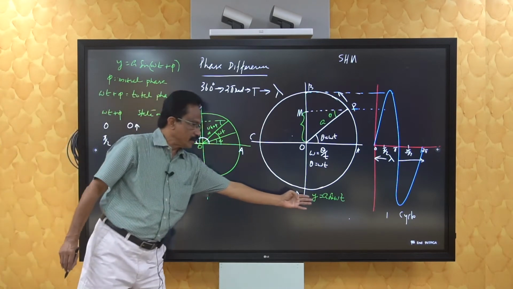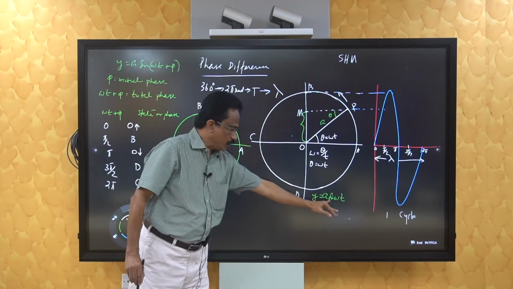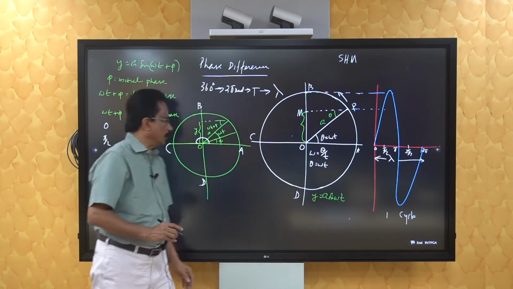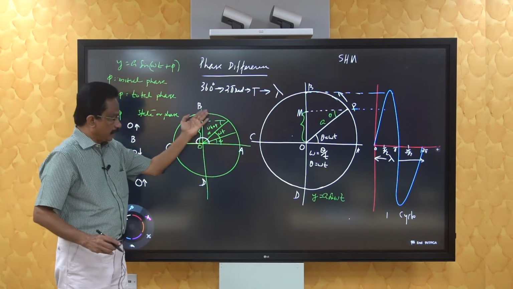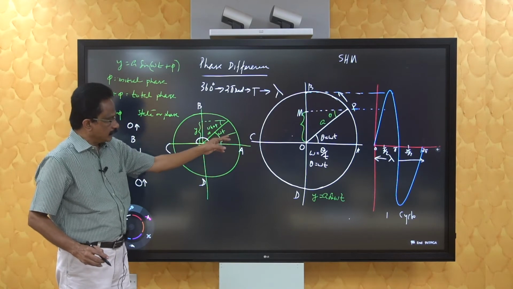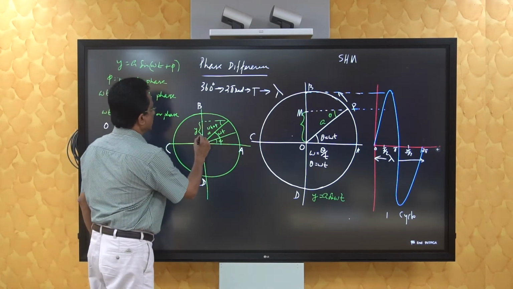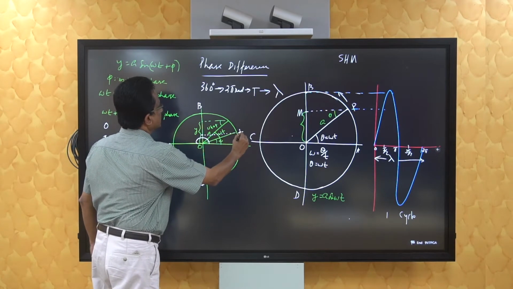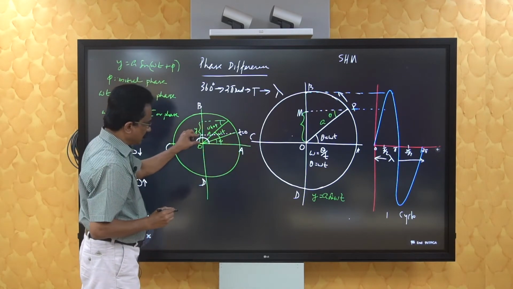This is a restricted equation in the sense that we use this equation only when the particle crosses the equilibrium point O at t is equal to 0. This is very general. The particle could be anywhere else. In this diagram, the particle has already displaced. This is the initial position of the particle. At t is equal to 0, this is the initial displacement.